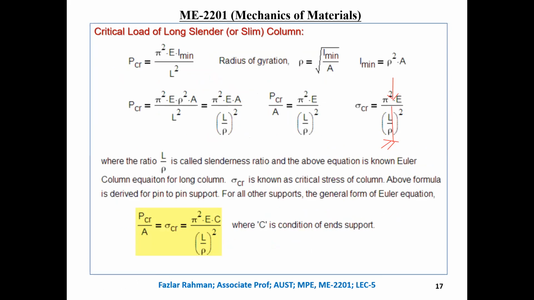What is the adjustment? Right over here, we put some constant. That constant is called end condition C. So sigma critical equals pi square E C, L by rho whole square. What is C? C is the end condition. Now, tell me, if we use this equation for pin-to-pin support, then what will be the value of C?